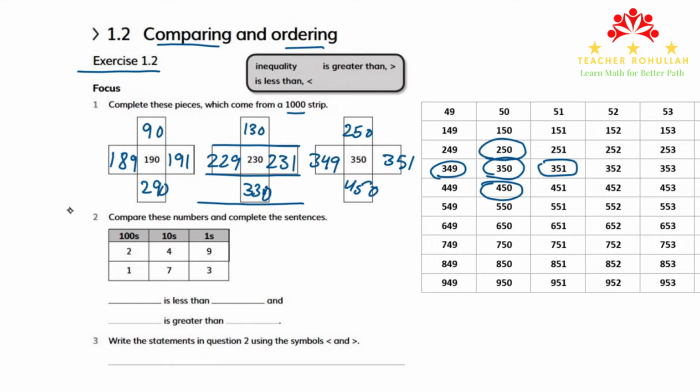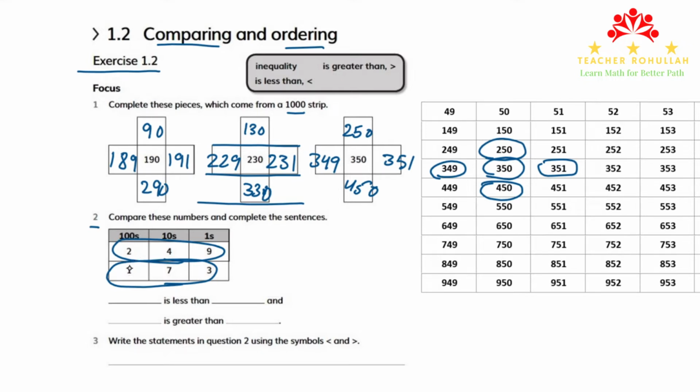Let's now move to the second question. In the second question, it says, compare these numbers and complete the sentences. We have two numbers over here. The first number is 249, and the second one is 173. Now we know that in the first number we have a 2 in the hundreds place, and in the second number we have a 1 in the hundreds place.